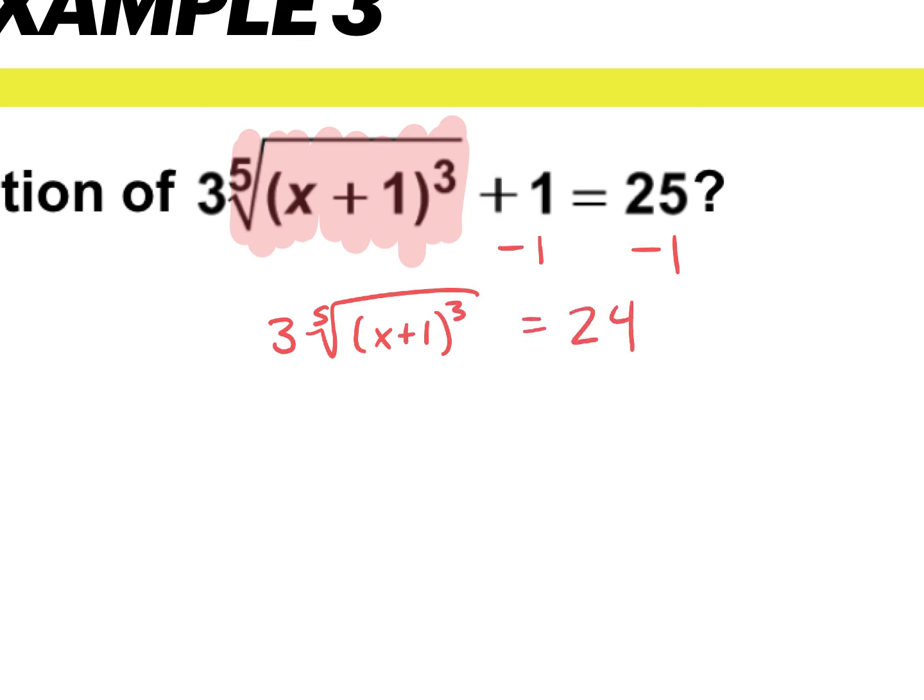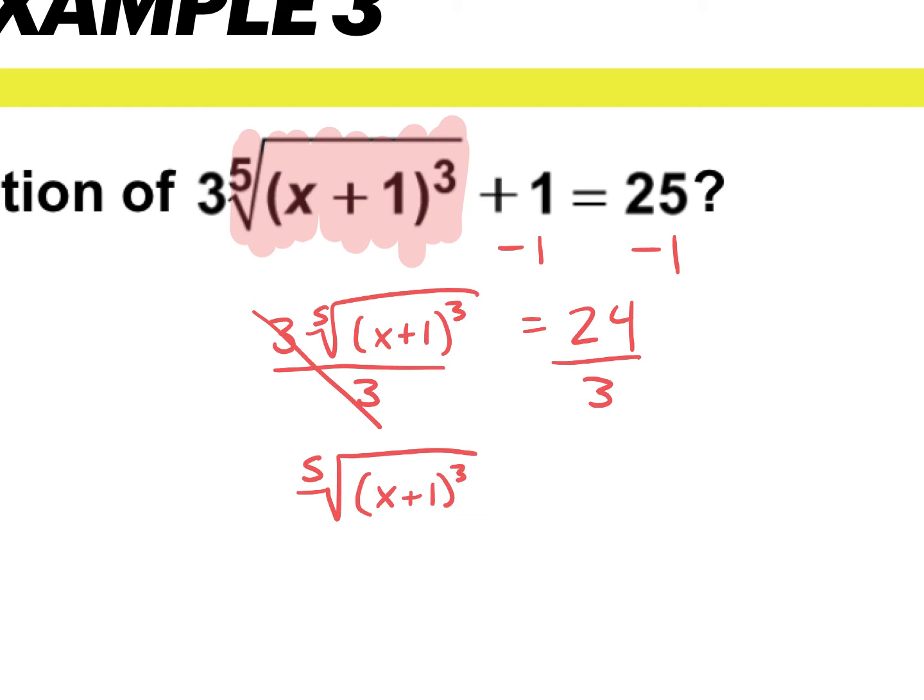Now what should we do? Divide by 3. Perfect. 3 is being multiplied to that radical, so we do the opposite. So we divide. So we have the 5th root of x plus 1 to the 3rd power is equal to, what's 24 divided by 3? 8.